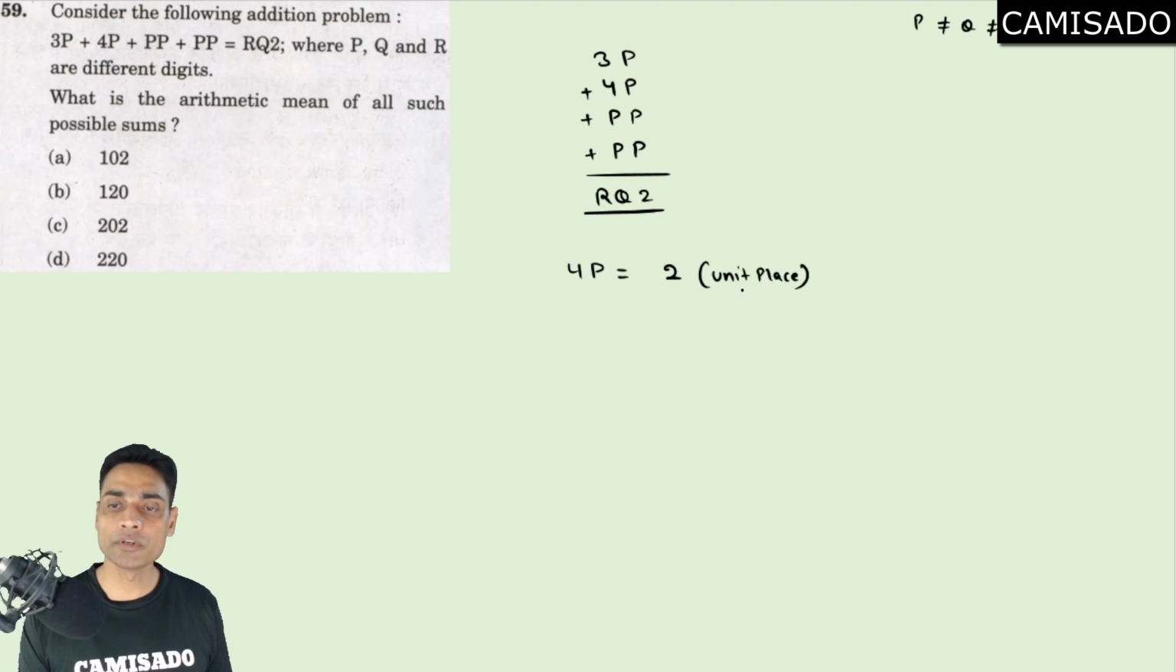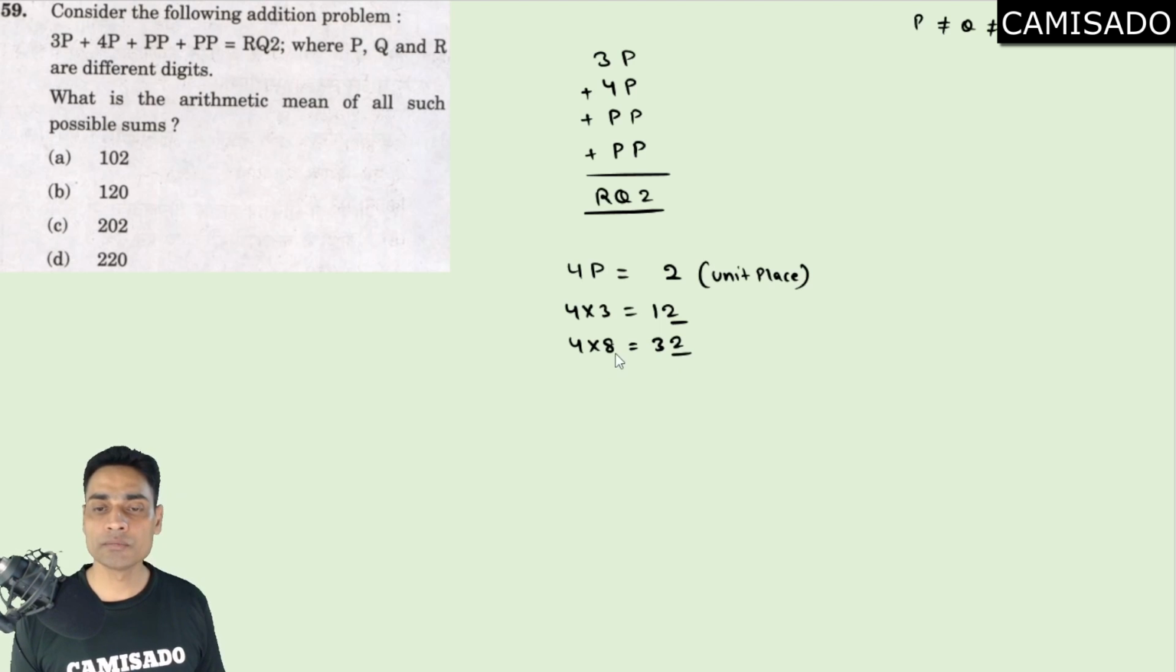Now what is the possibility of multiplying a number by some p and getting 2 at the unit place? The possibility is 4 into 3, it is 12. So 2 again at the unit place, and 4 into 8, 32, again 2 at the unit place. Other than 3 and 8, there is no such value for which when we multiply it by 4 you will get 2 at the unit place. So it is only possible when you get 3 or 8. So what we can say is either p has the value 3 or 8. Now we have two cases.